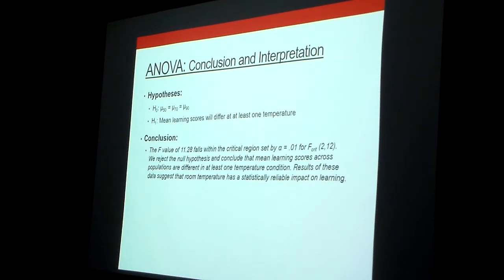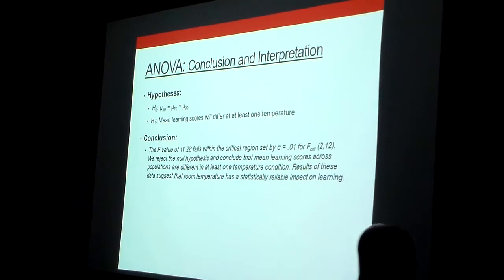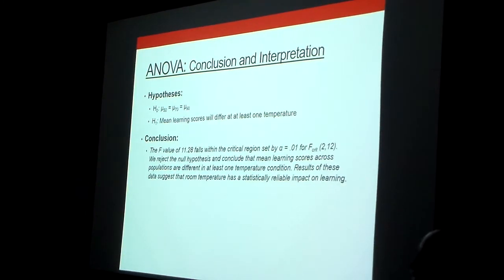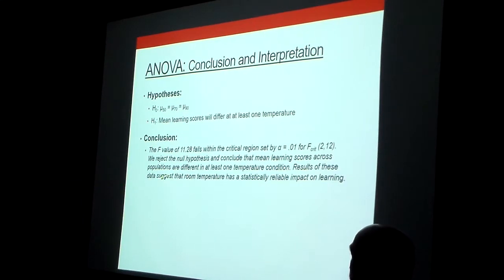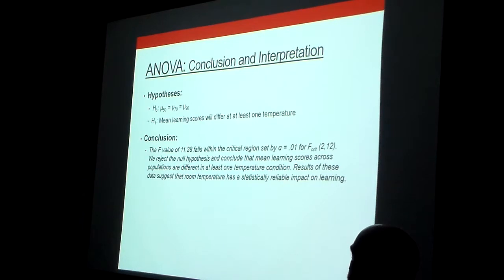Okay. So finishing this up in terms of just a basic interpretation for the example that we went through, our null hypothesis is the mean of 50 equals the mean of 70 equals the mean of 90. Our alternative: mean learning scores will differ at at least 1 temperature. Actually, I need to change that. I would probably yell at myself for writing that down, because I want this to be stated in terms of populations, right?